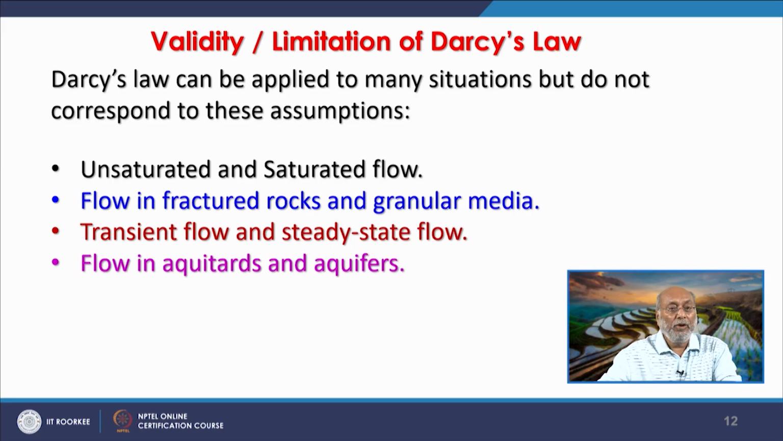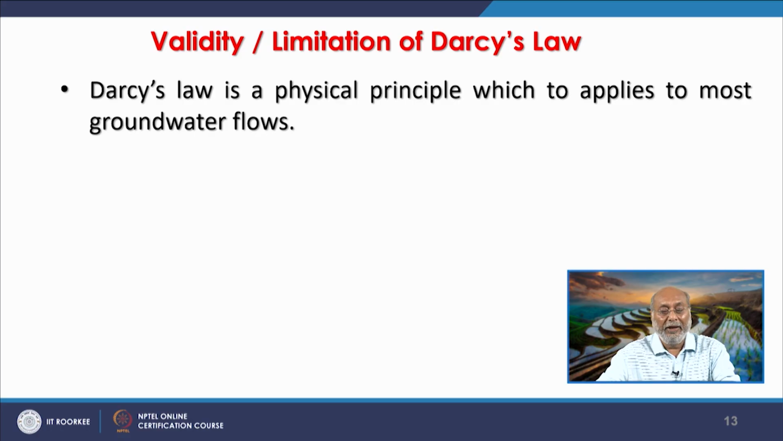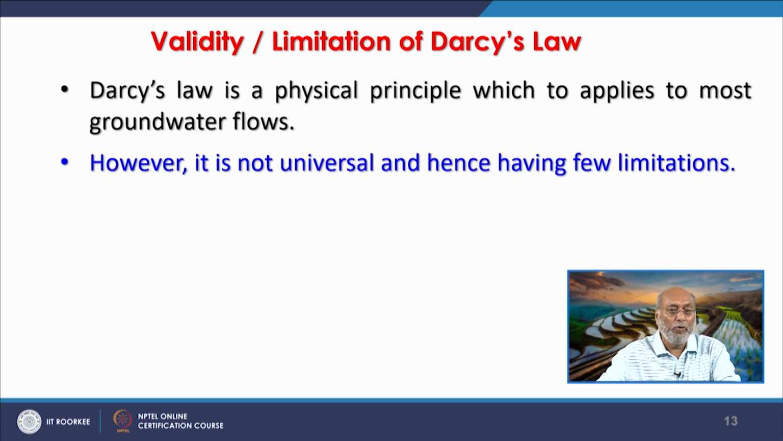Flow in aquitards and aquifers is also assumed here, and flow in homogeneous and heterogeneous systems. We have already discussed that in the real world nothing is homogeneous, and there are heterogeneities, vertical and horizontal, but here it is assumed. So Darcy law is a physical principle or an empirical relationship which is applied to most groundwater conditions. In most conditions you can apply it. However, in certain conditions which we are going to discuss, Darcy law cannot be applied.